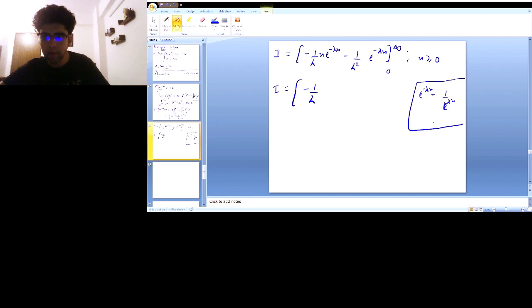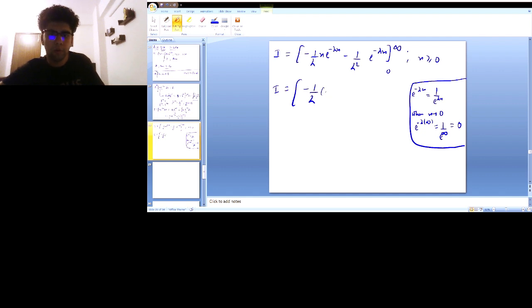Let me just write this clearly so that you guys can understand. So e to the power minus lambda x is equal to 1 upon e to the power lambda x. When x goes to infinity, this e to the power minus lambda infinity becomes 1 upon e to the power infinity, which is equal to 0, right? So this whole is 0. This is 0 minus 1 upon lambda square into 0. Now I'll be putting in 0 in the limit, so this becomes 0.